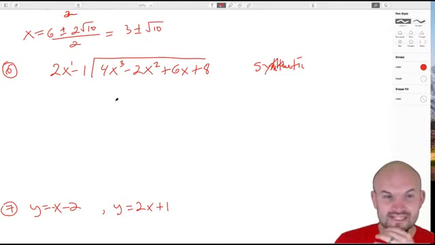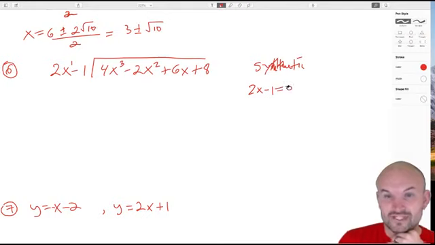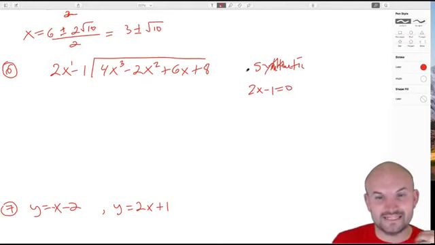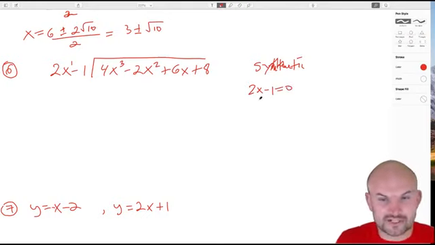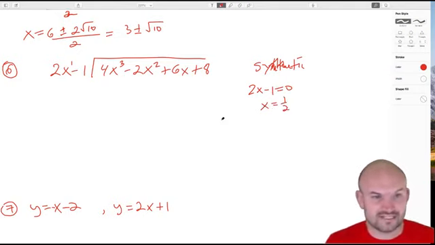So a couple key points, differences for synthetic division. First of all, in synthetic division, we're not going to divide with this divisor or factor. What we're going to do is set our factor equal to 0 to find the potential 0 of the polynomial. So therefore, add the 1, divide by 2, x equals 1/2. So that's how the student is going to get the fraction for synthetic division.